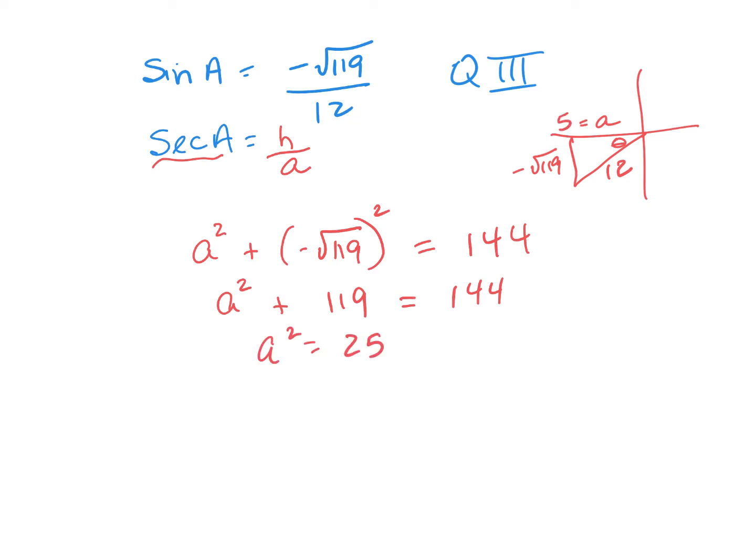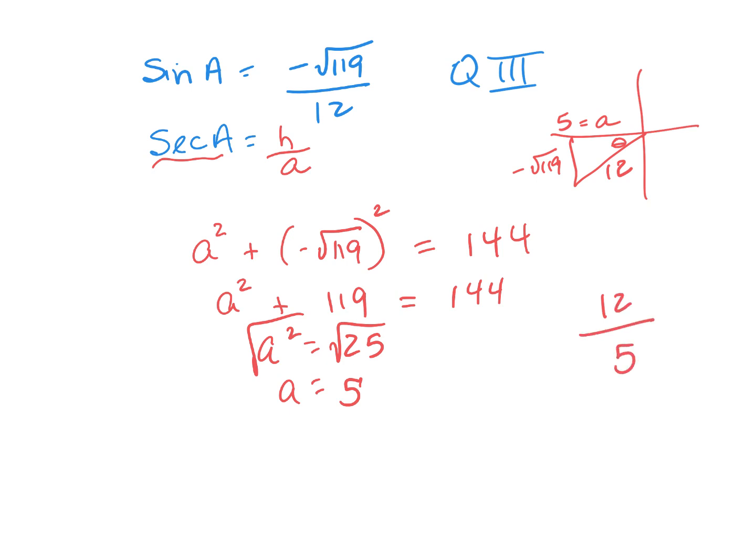So A equals 5. Opposite is negative root 119, and the hypotenuse is 12, because we did A squared plus B squared equals C squared, and A equals the square root of 25. Any questions on that? No. So the hypotenuse is what? 12 over 5. And the adjacent is 5.